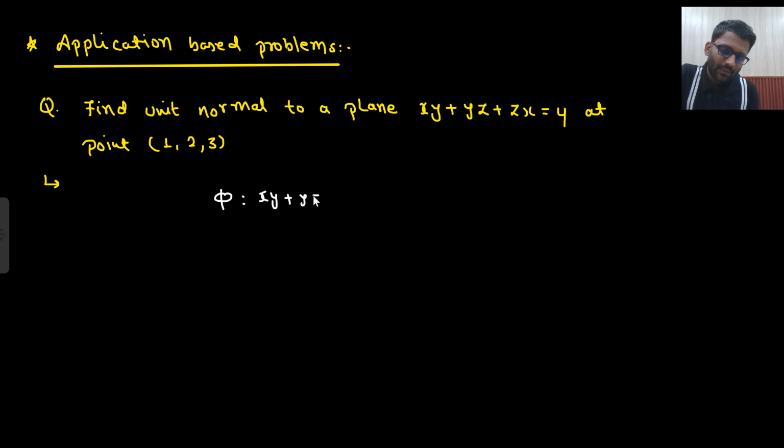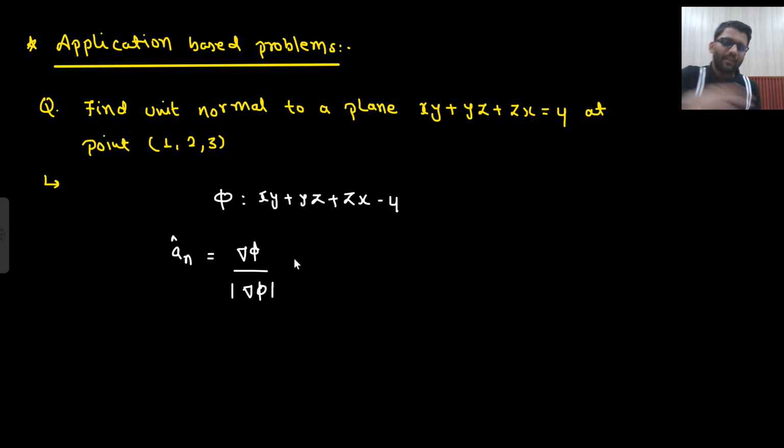I will take it for this side: xy plus yz plus zx minus 4. You could have taken xy plus yz plus zx on that side as well. You will get the same answer. I will show you how. I need to find the unit normal, denoted n cap. So I will just take the gradient and then divide by the magnitude.